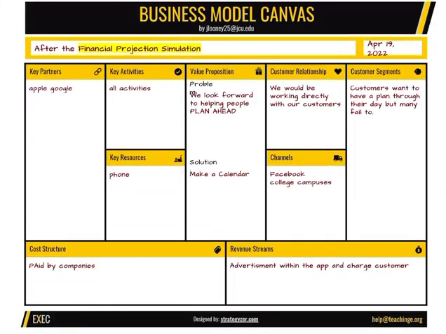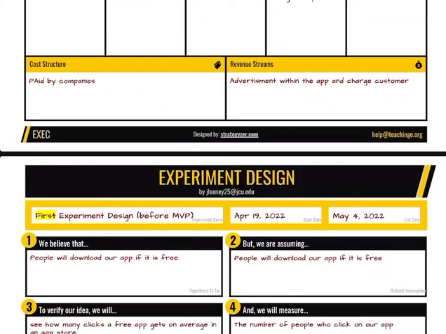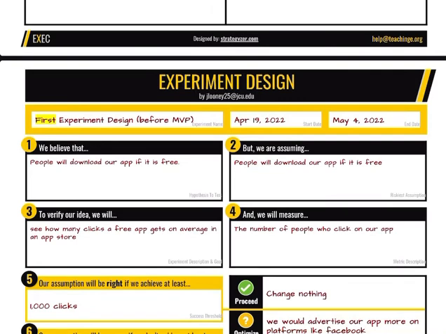So, our experiment design: people would download our app if it was free, but we are assuming people will download it. To verify our idea, we saw how many clicks a free app would get and the number of people who clicked on our app. Our assumption will be right if we get at least 1,000 clicks. Our assumption would be wrong if we didn't get at least 1,000 clicks.